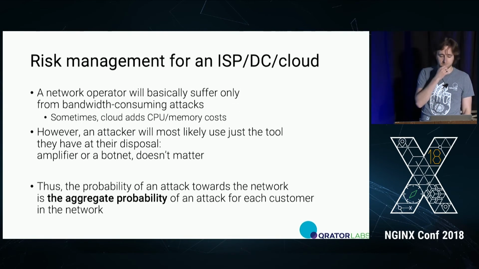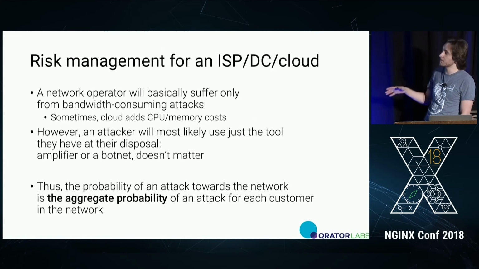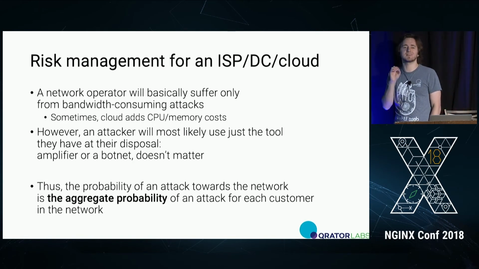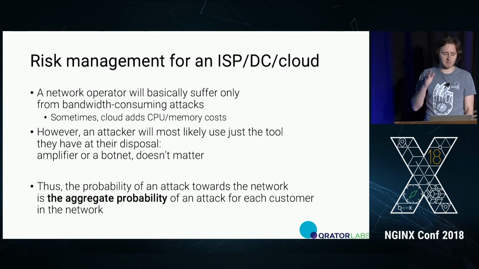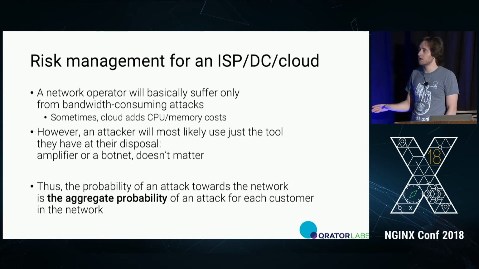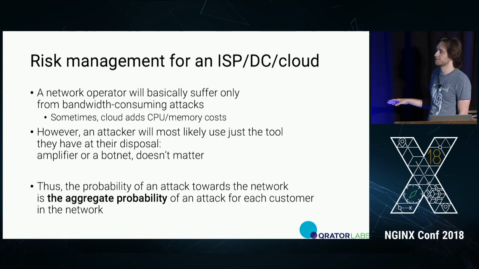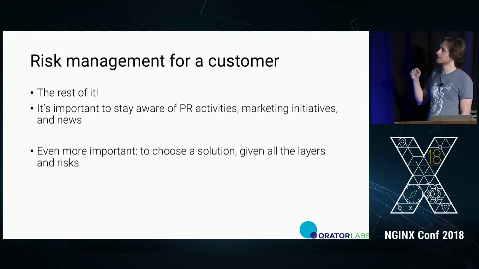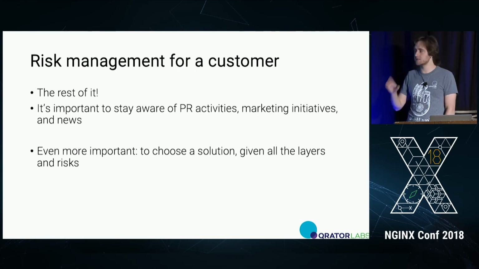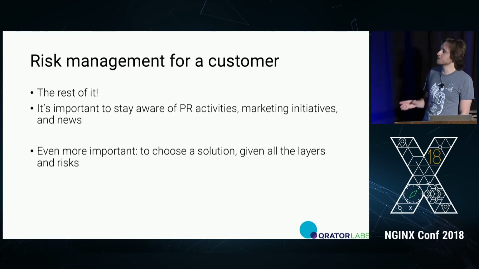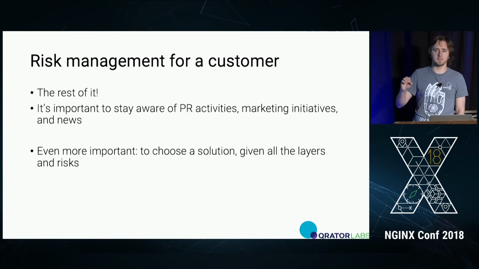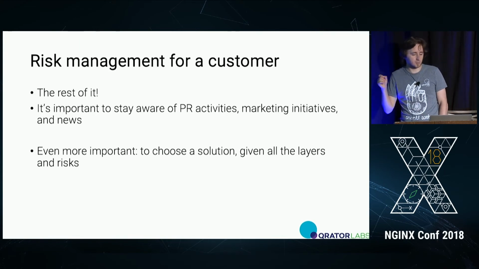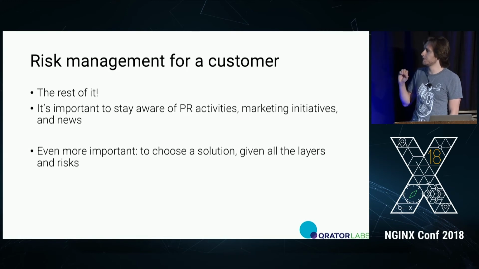Yes, for a cloud, a network operator will basically suffer only from bandwidth consuming attacks. Sometimes, if it's a cloud, what's added is CPU or memory costs. But anyway, the probability of an attack towards the network is the aggregate probability of an attack for each customer. And the easiest way to handle it is just to get rid of a problematic customer. And for the customer, there's the rest of risk management. For a network operations team, for a systems operations team, it's important to stay aware of public relations activities, marketing activities, and news to know where the risk is higher and when it's lower. And even more important is to choose a solution given strictly all the layers and risks.